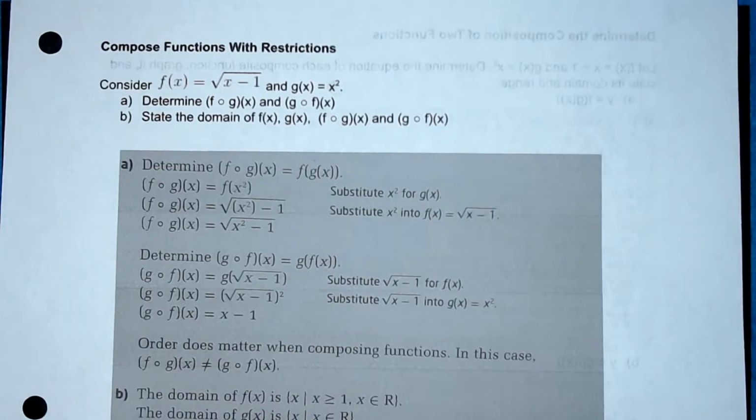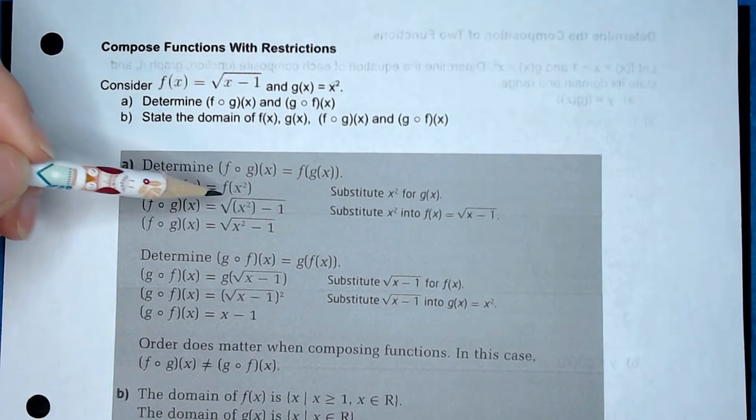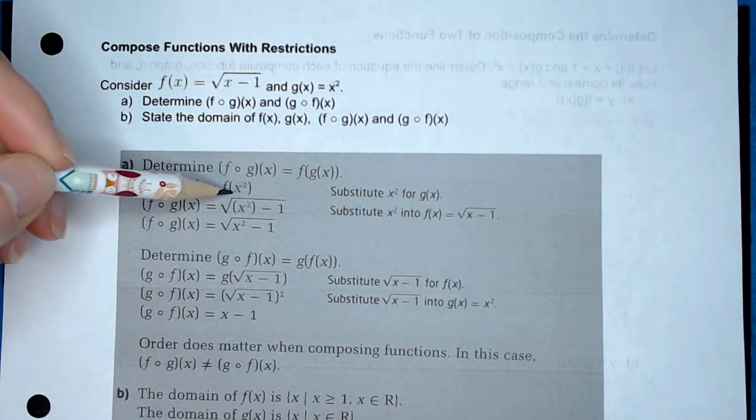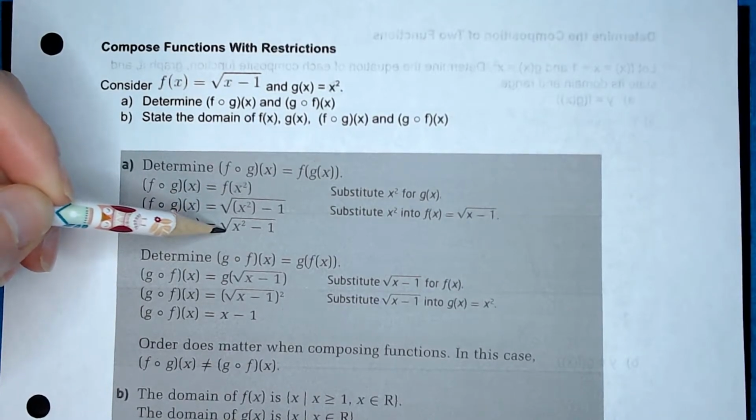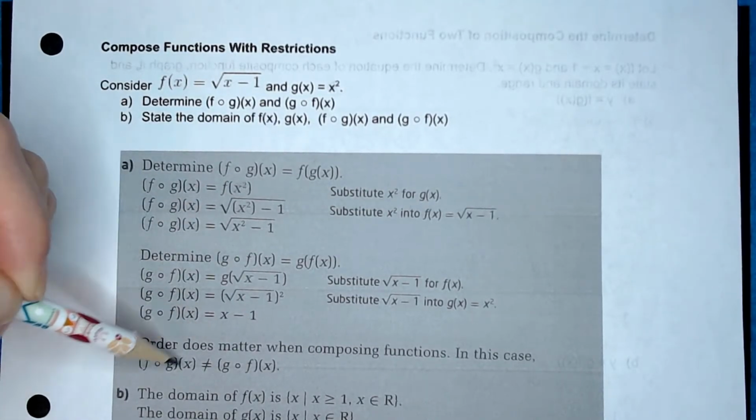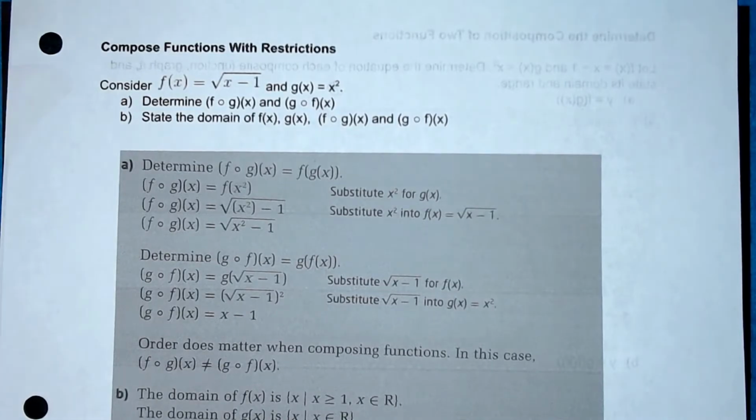In this circumstance, you can see that the order matters because they are different functions. If we're inserting g of x into f of x, we get this result, and vice versa, we get this result. So therefore, the two of them are not equal to each other.